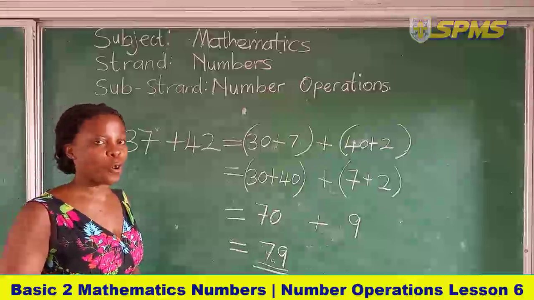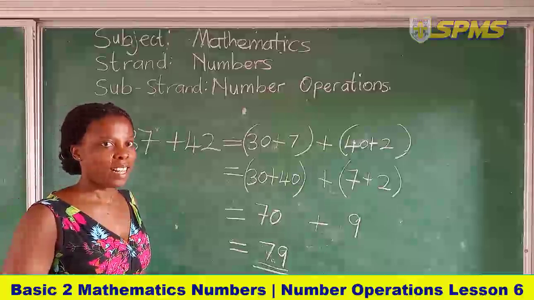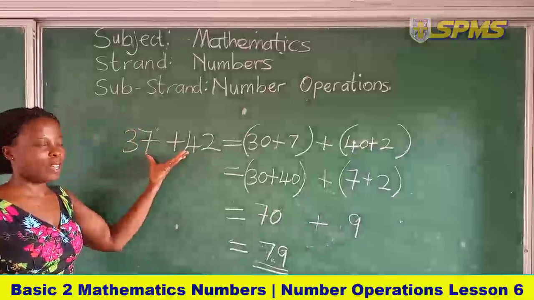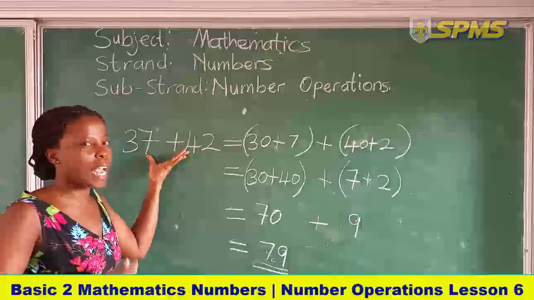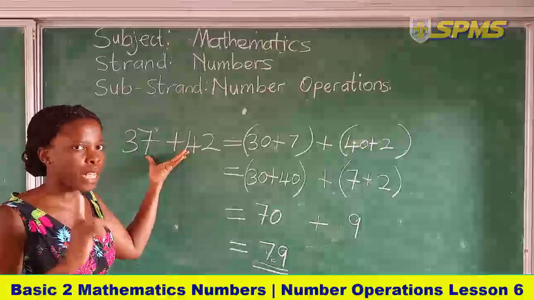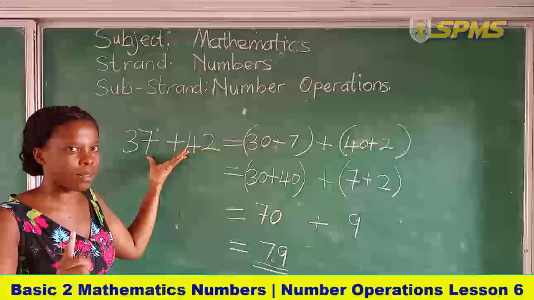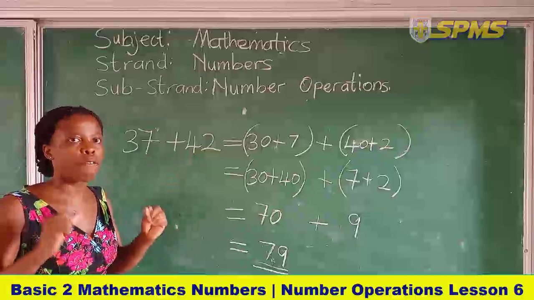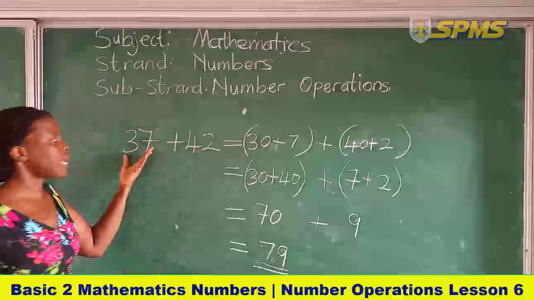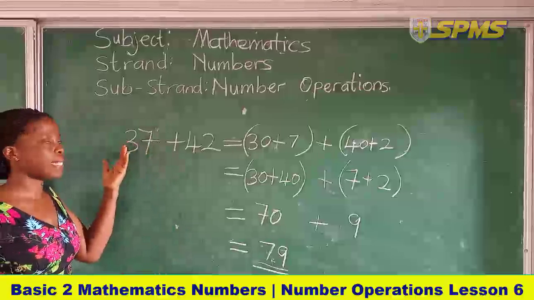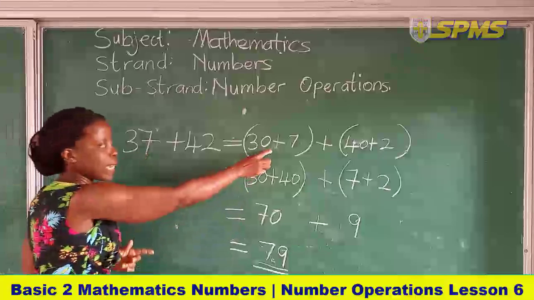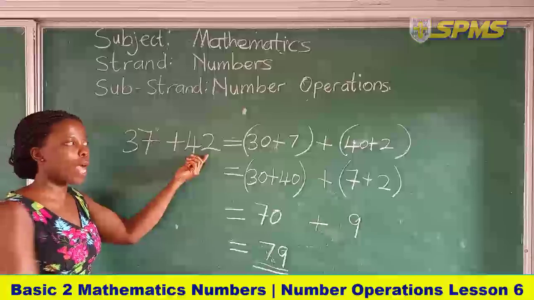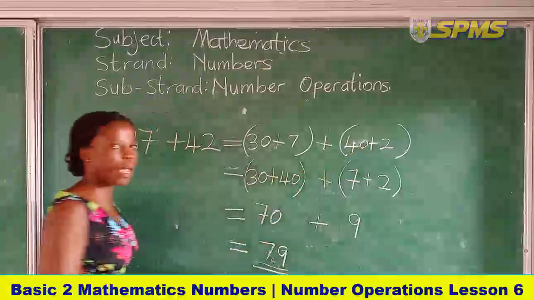Hope you followed what I just did. Let me go over again. These are your two-digit numbers. We are adding in the expanded form. You have to take note of your tens and ones. That is why I took my time to teach the tens and ones very well. So in 37, we have 30 as a tens, 7 as a ones. That is what I did there. In 42, we have 40 as the tens and 2 as the ones. That is what's in the second bracket.